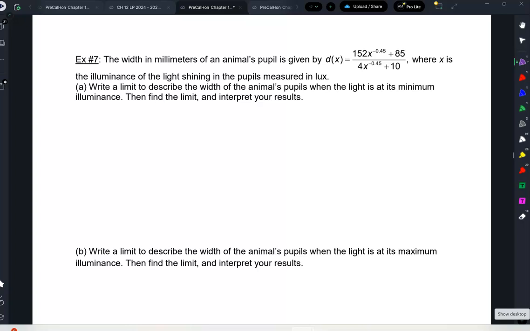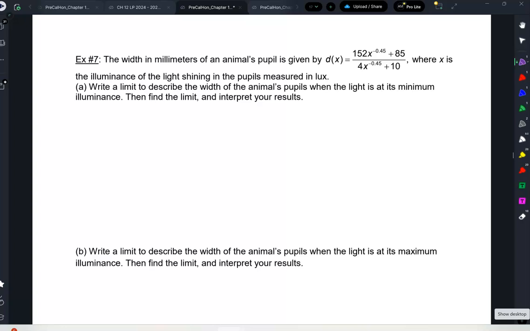the illuminance of light shining in the pupils, and it is measured in lux. So this is a real formula, right? And again, moving on to calculus, you will just be given these random situations, because that's what real life math is for, right?